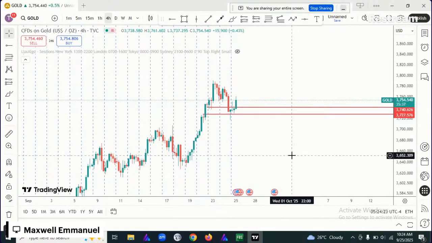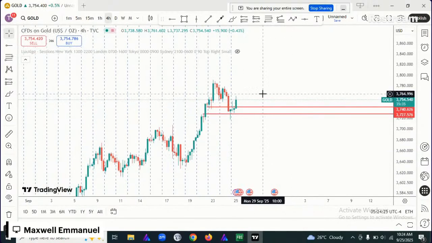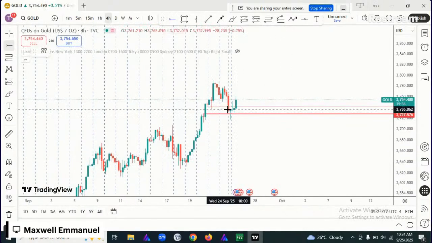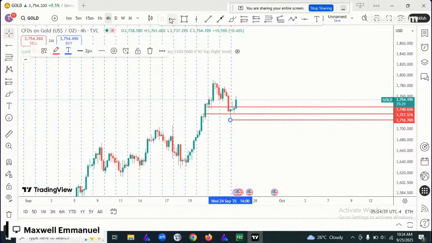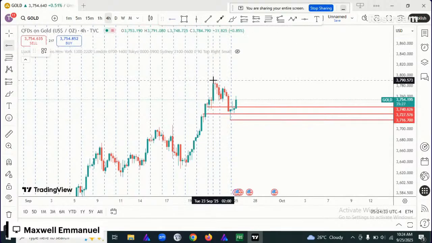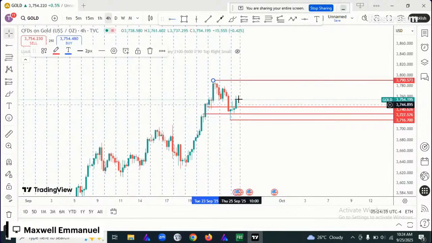So this is a buy setup on gold. If you are buying gold, your stop loss should be this low. Then your target will be the next high, which is an area of liquidity. So you calculate the risk reward. Though buying from the current market price, the risk is very high.